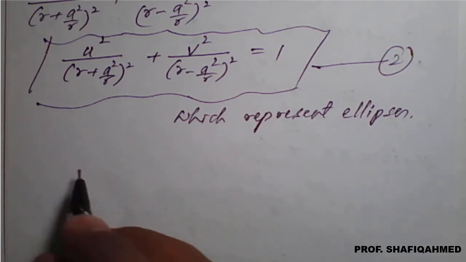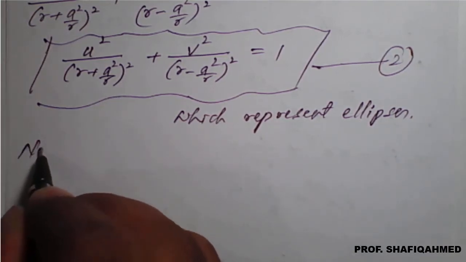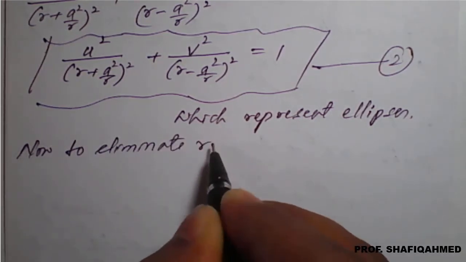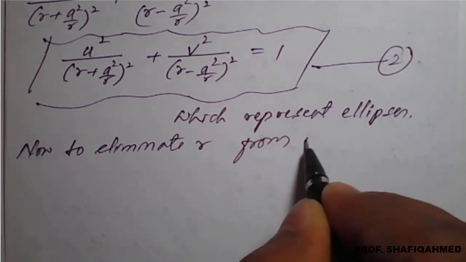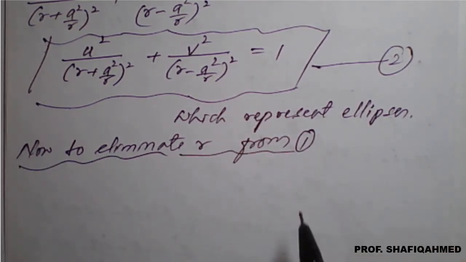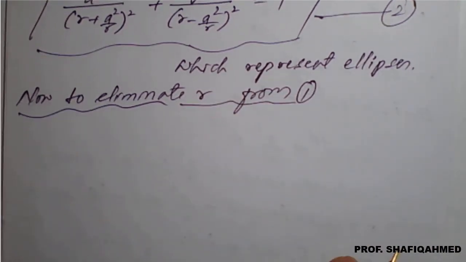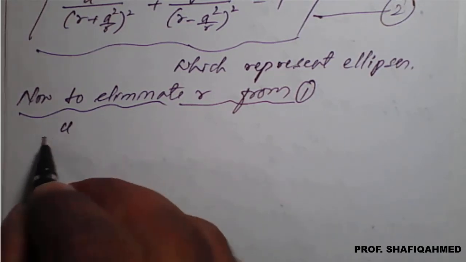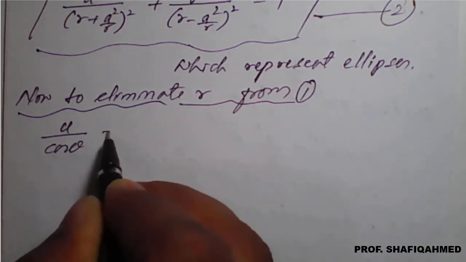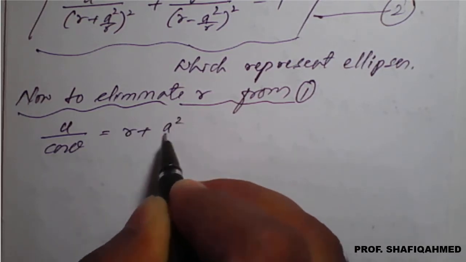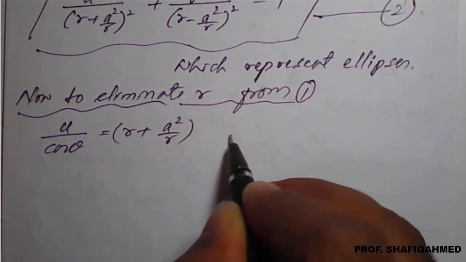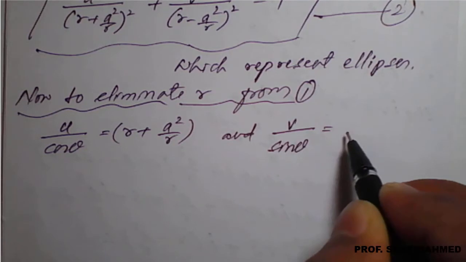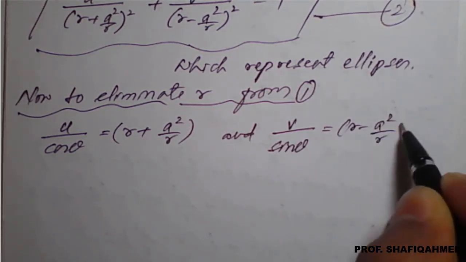Now to eliminate r from 1, this is again important, the r terms are supposed to be on one side and the remaining all on the left hand side. So it will become u upon cos theta is equal to r plus a square upon r, and for v it will be v upon sin theta is equal to r minus a square upon r.